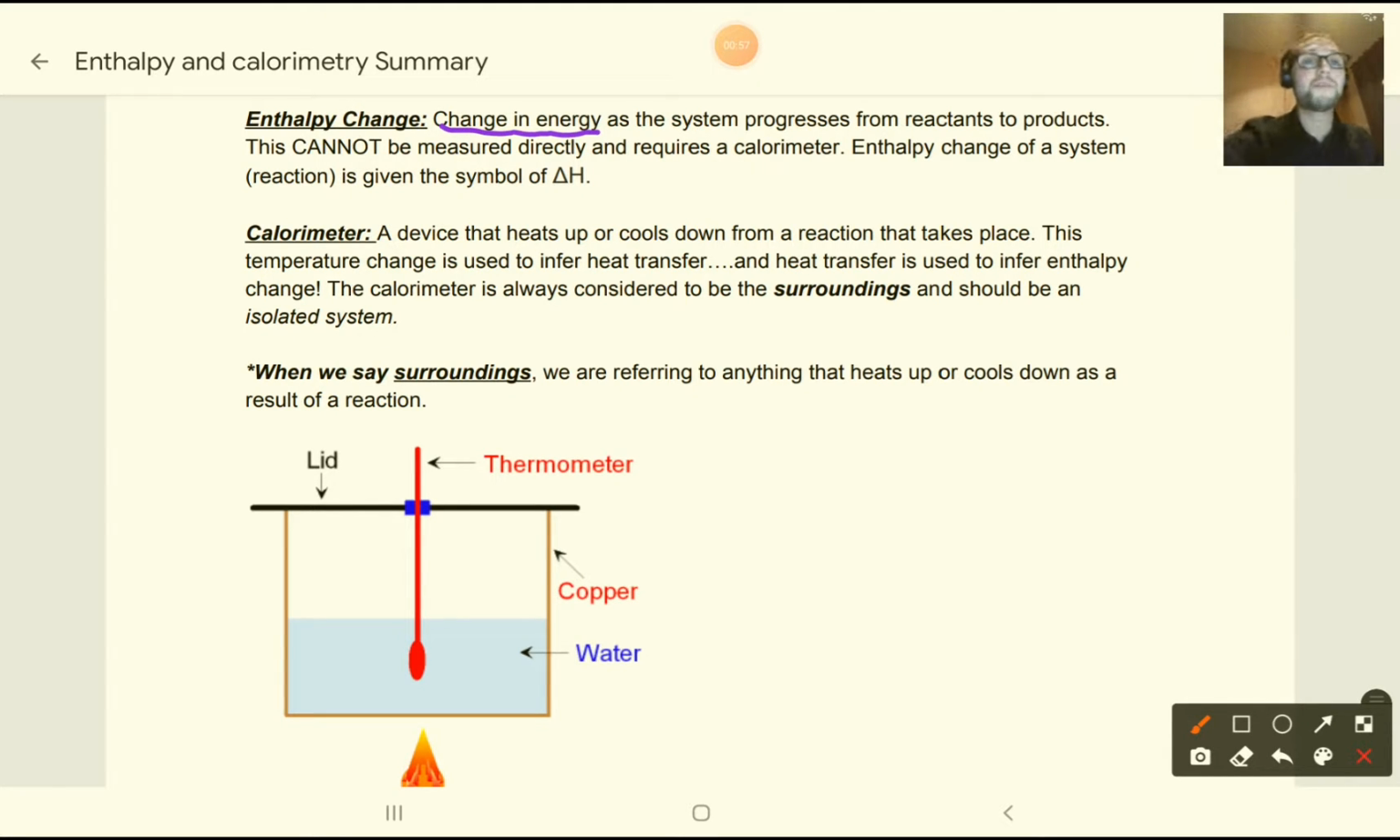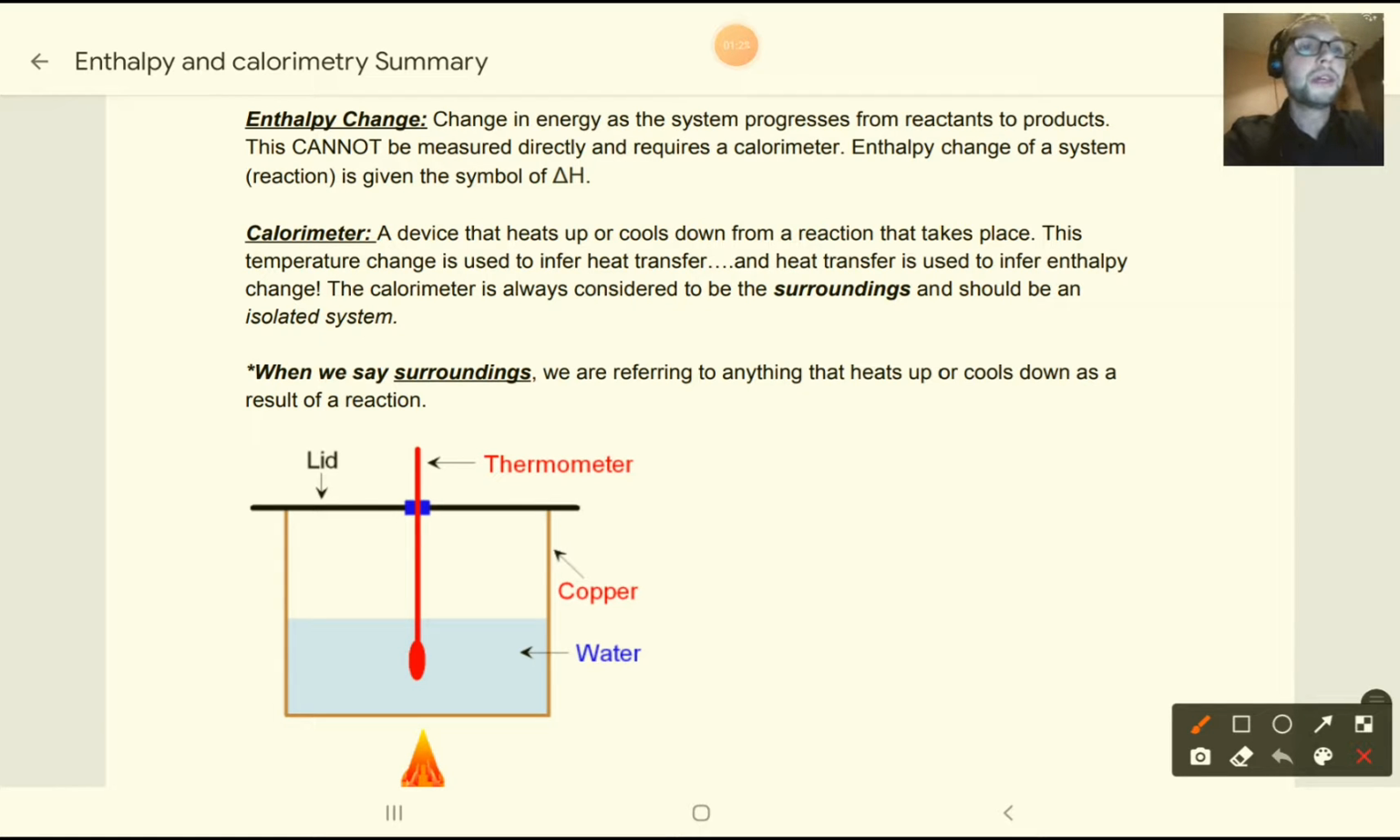Now remember, this can't be measured directly. And why can't you measure the enthalpy change directly? Because you can't measure potential energy. We don't have a device that allows us to measure potential energy. We can measure heat and kinetic energy, but we can't measure potential energy, at least not chemical potential energy. So enthalpy change is something that cannot be measured directly.